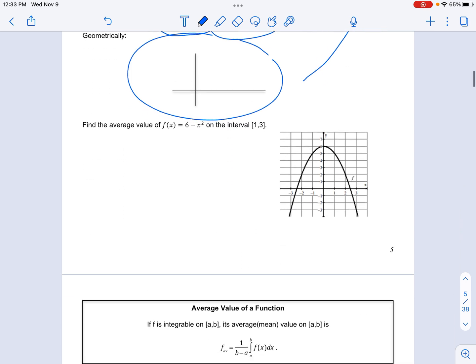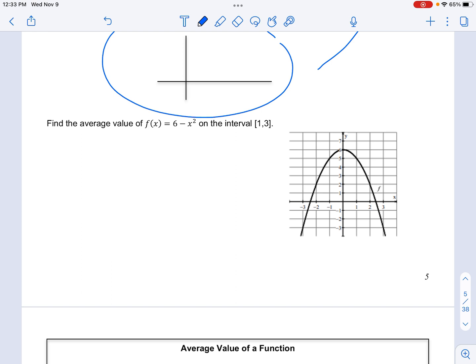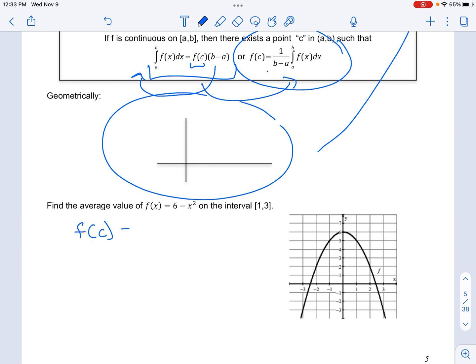So let's take a look at one function. This is the graph of 6 minus x squared. And I want to find the average value of this function from 1 to 3. If I ask you to find the average value, I am looking for the y value. So I'm trying to find f of c, which is 1 over b minus a, times the integral of f of x dx. This is your average value.